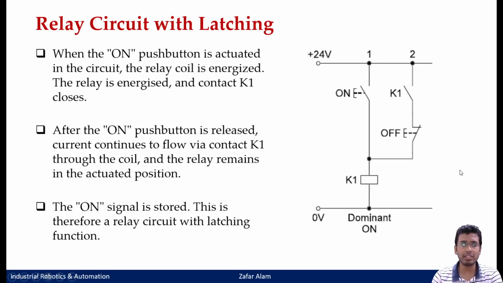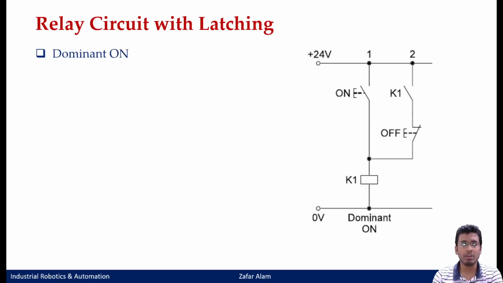Now even in the relay circuit with latching, there are two types of circuits. The first one is known as the dominant ON circuit. Why is it called dominant ON? Suppose we press this push button, the relay gets actuated, and then the contact of this relay closes, and you have this relay that is latched.